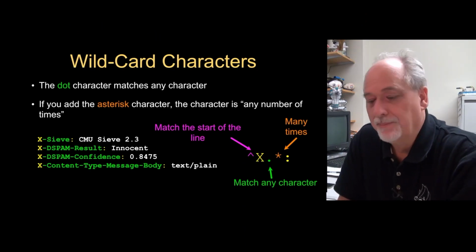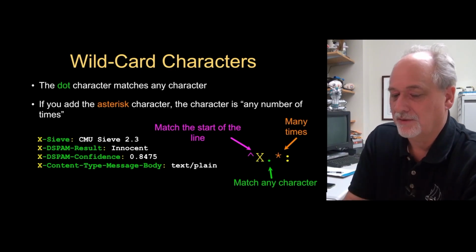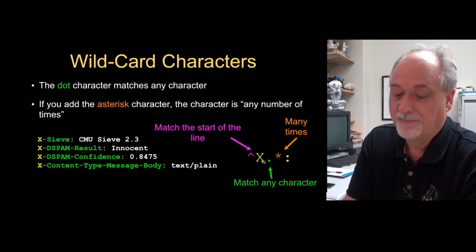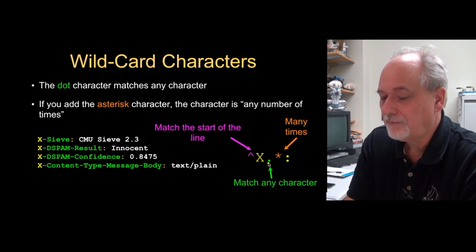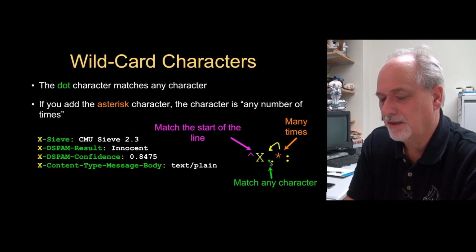And so a couple other special characters: caret matches the beginning of the line. This capital X matches itself. Dot is a wild card that matches any character. And then some of the characters in regular expressions modify the immediately preceding character. And so that says, look for a line that starts with X and then has many characters, zero or more characters followed by a colon.